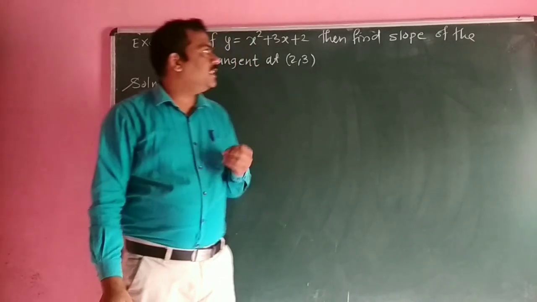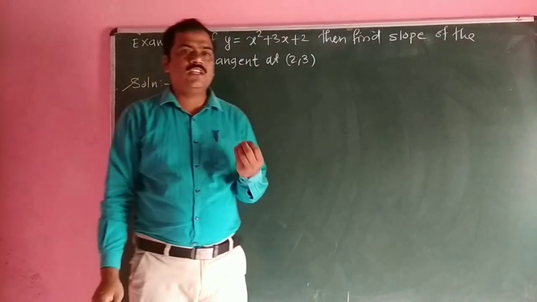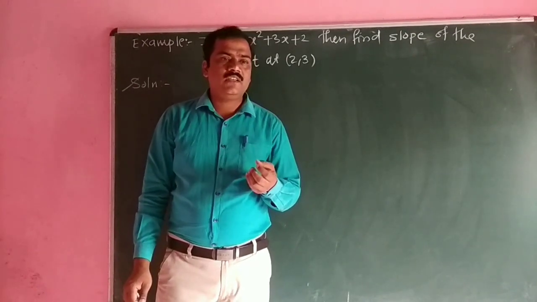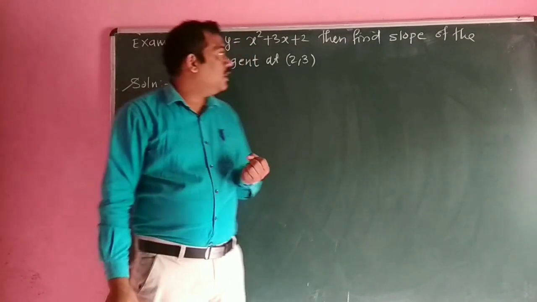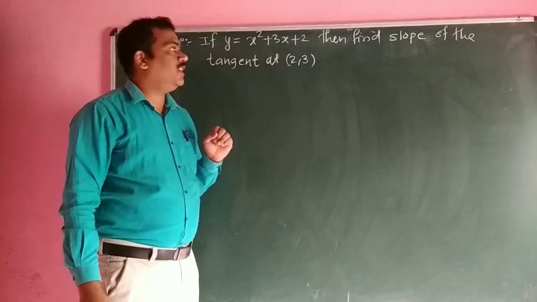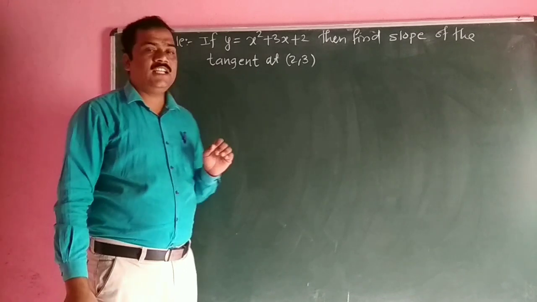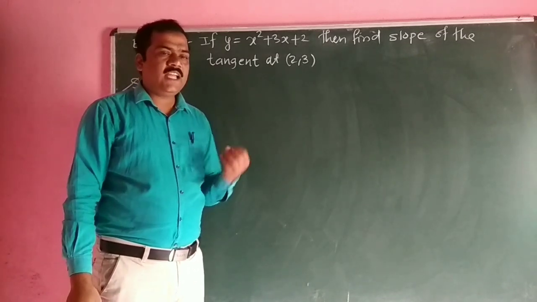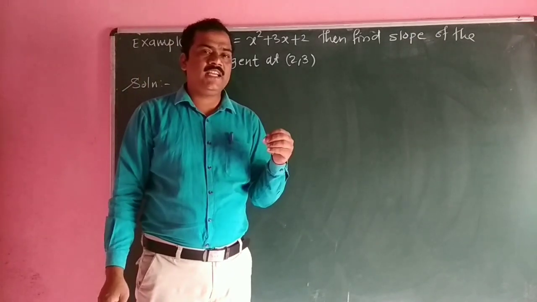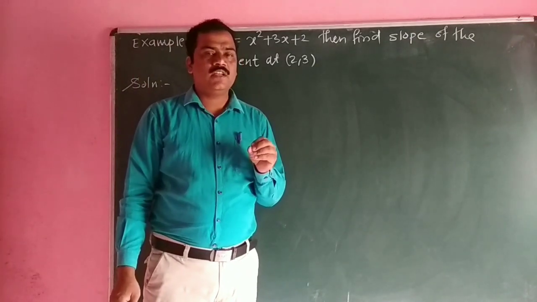Now we will discuss one of the examples on the geometrical meaning of the derivative, which is already given in your HSC board textbook. See, if y is equal to x square plus 3x plus 2, then find the slope of the tangent at that point. The slope of the tangent at a particular point is nothing but the value of dy by dx at that particular point.